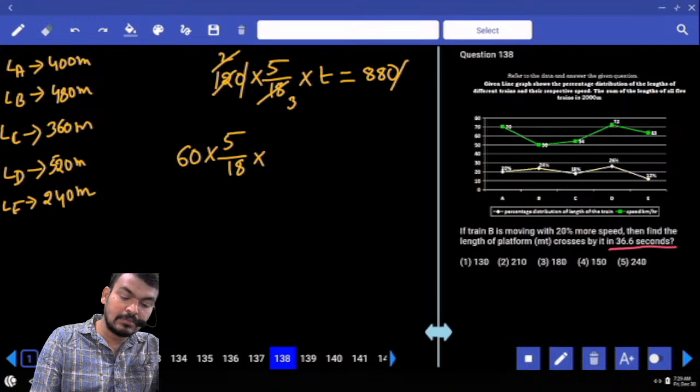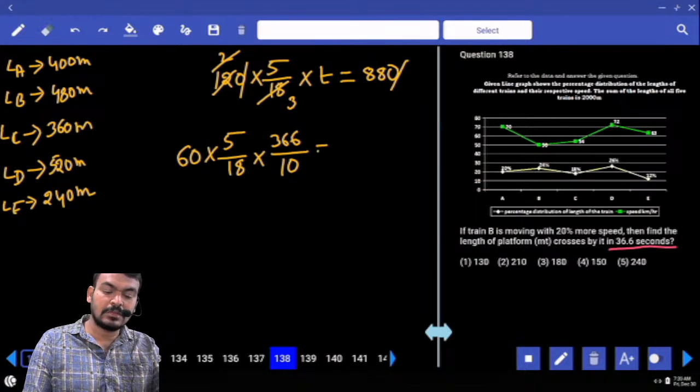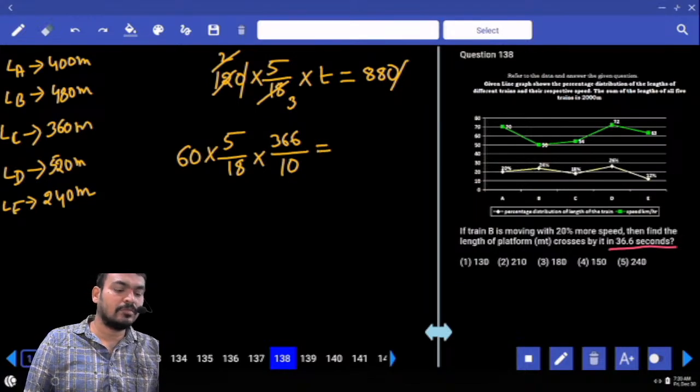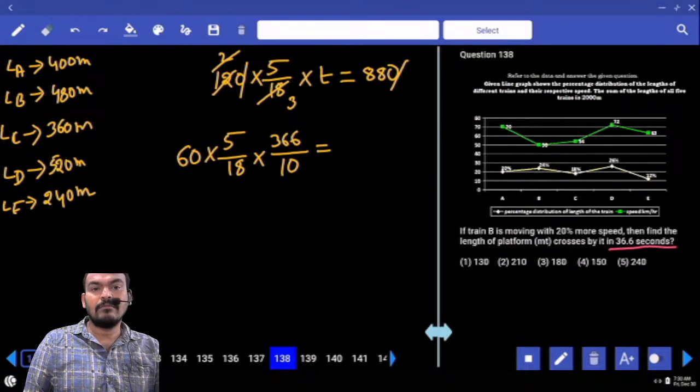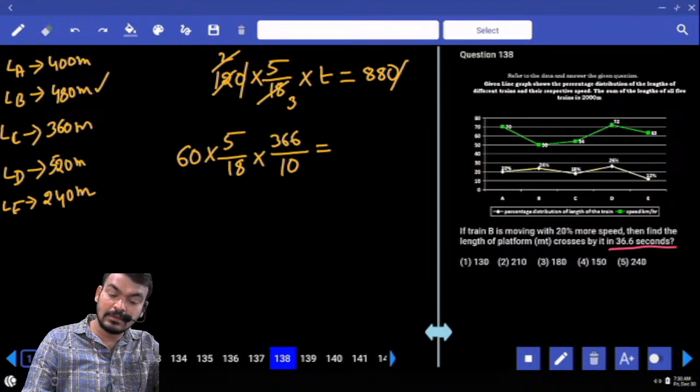Into how many seconds will it pass? 36.6 seconds, which I wrote as 366 by 10. Speed into time is the distance value. Distance means train length plus platform length. But here, which train? The second train. What is the second train length? 480 plus the platform length.